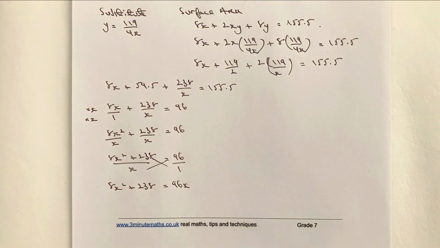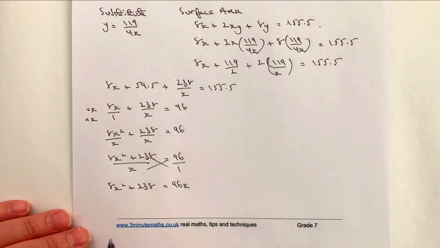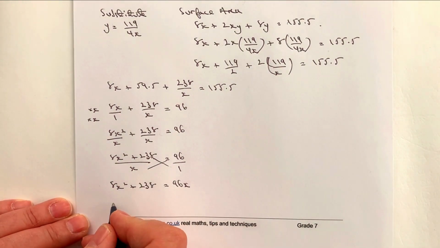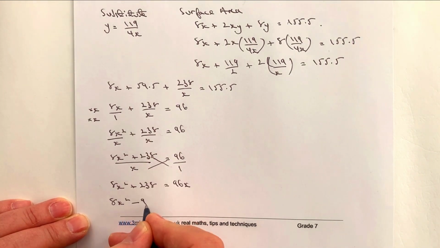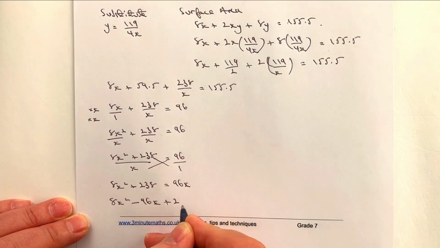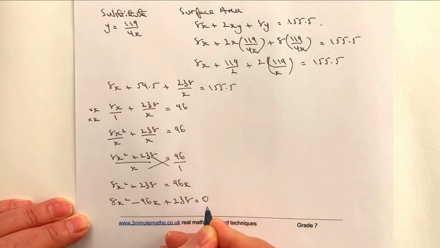Okay, so at long last I've got a formula that I can work with to factorize, but I'm going to write it as equal to 0, because as you know, when you're factorizing, you do need it to equal 0. So let's move this 96x over, and I've got 8x squared minus 96x plus 238 equals 0.